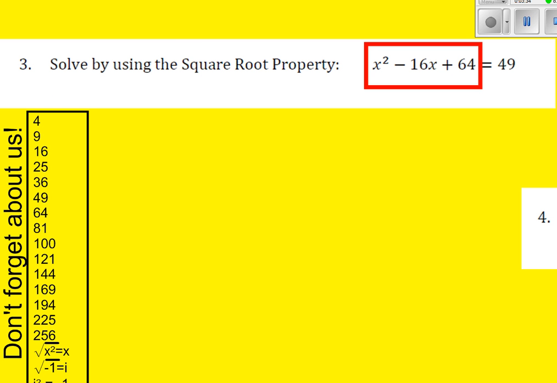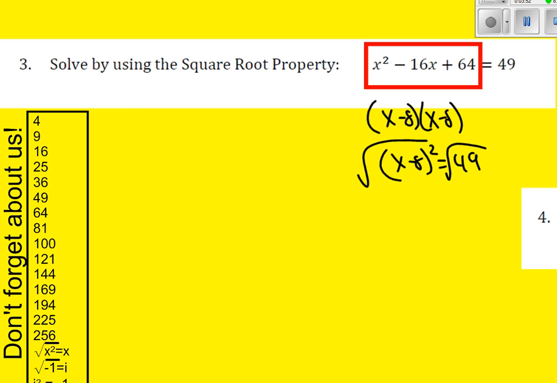So same kind of idea here. X squared minus 16x plus 64. This is going to be x minus 8 times x minus 8. So that's going to be x minus 8 squared equals 49. And the same thing ensues. Take the square root of both sides. So x minus 8 equals 7. X minus 8 equals -7. So x equals 15 or x equals 1. Just by doing that.